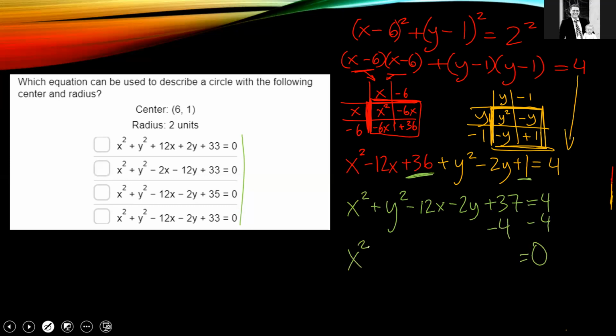And we'll have x squared plus y squared minus 12x minus 2y plus 37 minus 4 is 33, which appears to be right here.